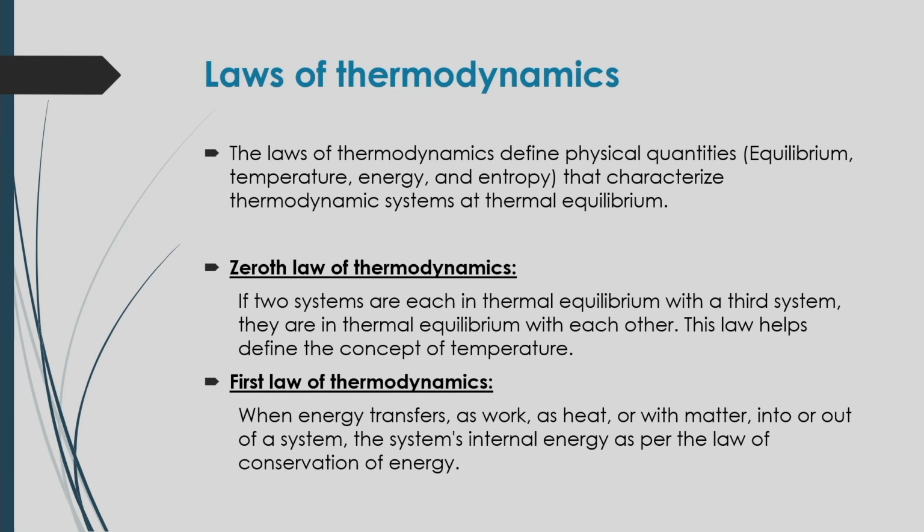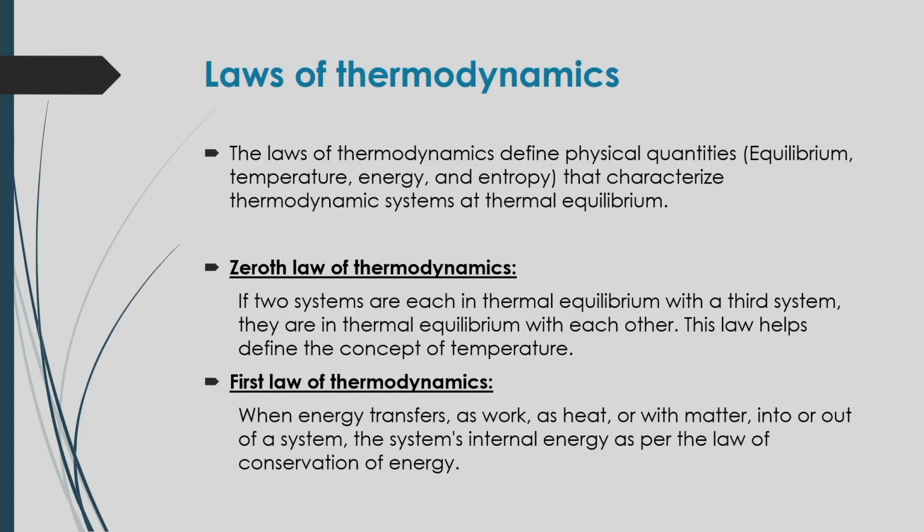Now, what is that zeroth law of thermodynamics here? According to this law, it is said that if two systems are each in equilibrium thermally with a third system, then you can say they are in thermal equilibrium with each other. So, this law helps define the concept of temperature actually. The higher temperature will try to distribute in such a way that it reaches equilibrium between these two temperatures, from higher to lower.